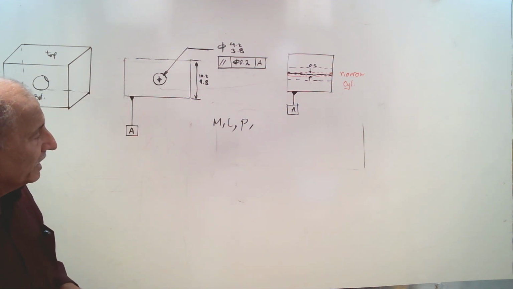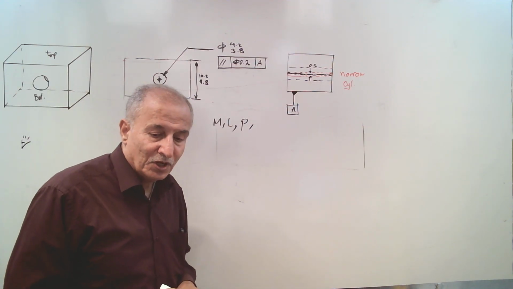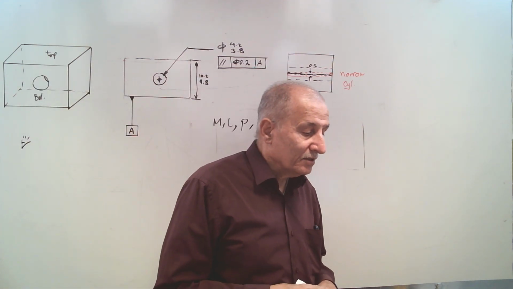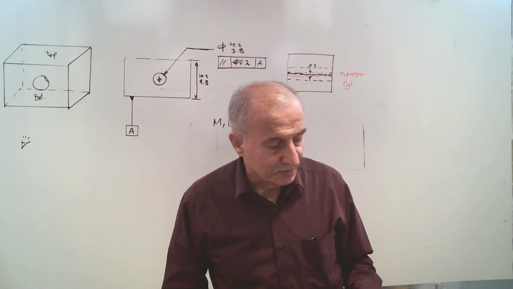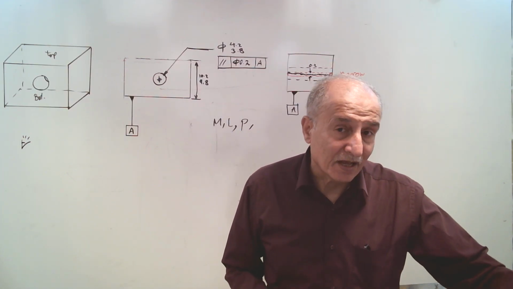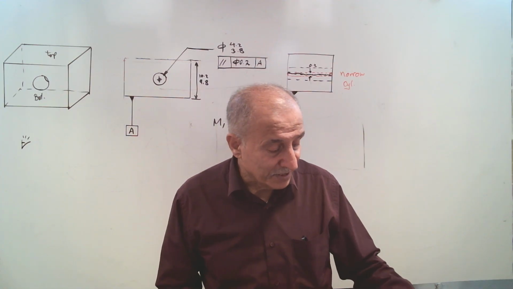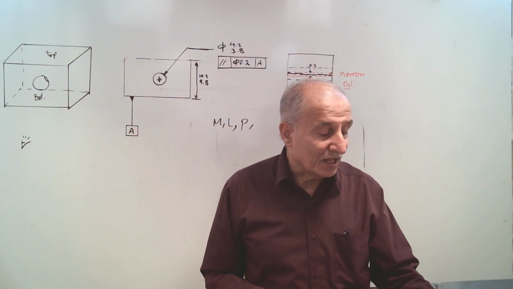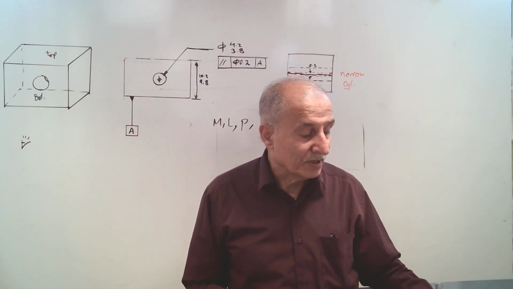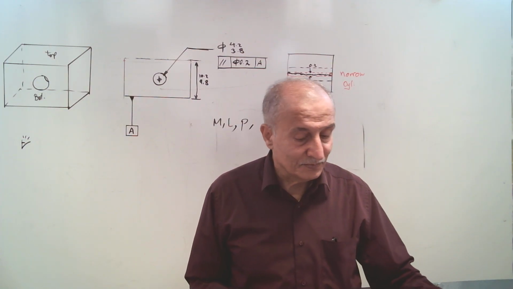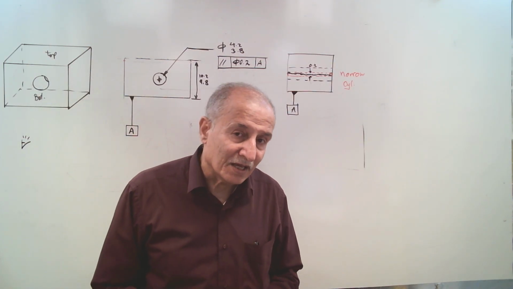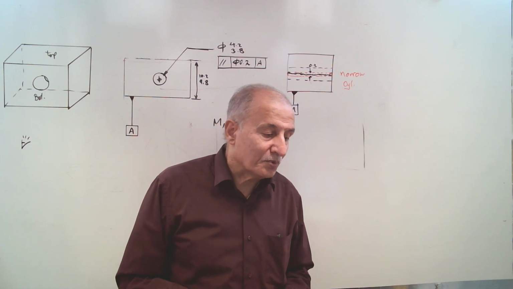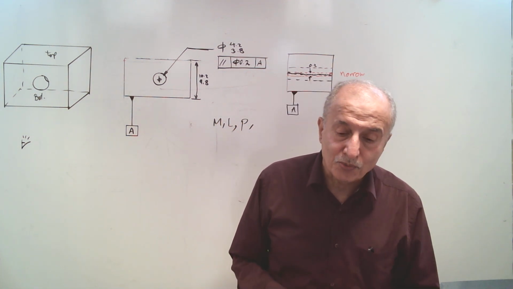Not T and U. We do not use them, not T and U. For M and L, you know them: MMC conditions and LMC conditions. P is projected tolerance zone.